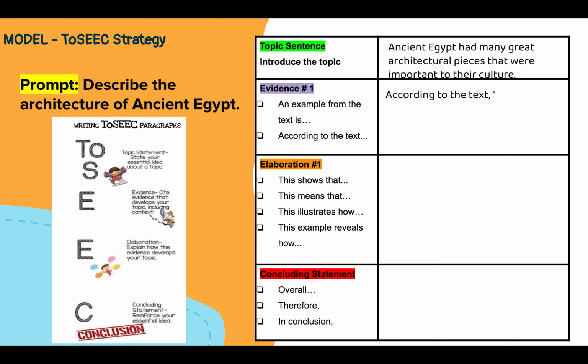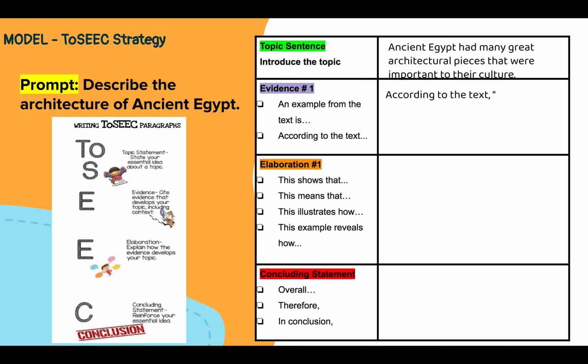Before we look at the task at hand, let's try to model how to use this ToSEEC strategy appropriately so that we can then start writing our ideas the correct way and effectively on our own. Here we have a sample prompt. It says, describe the architecture of ancient Egypt.